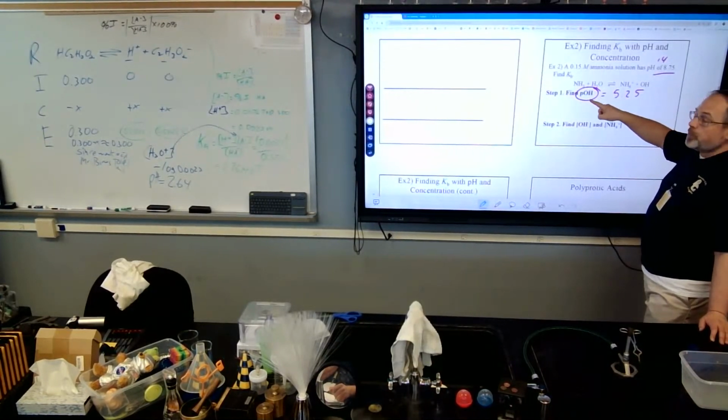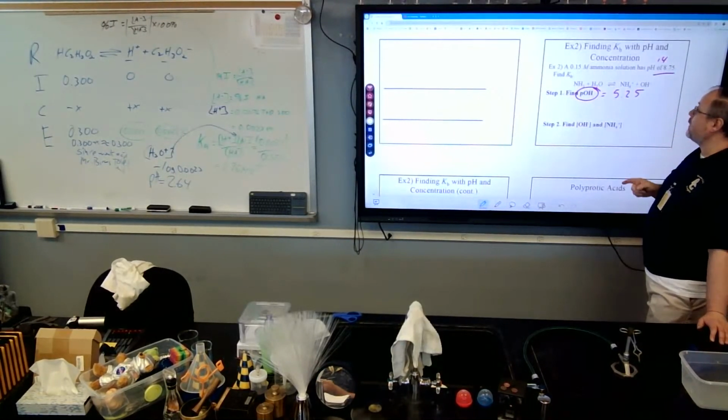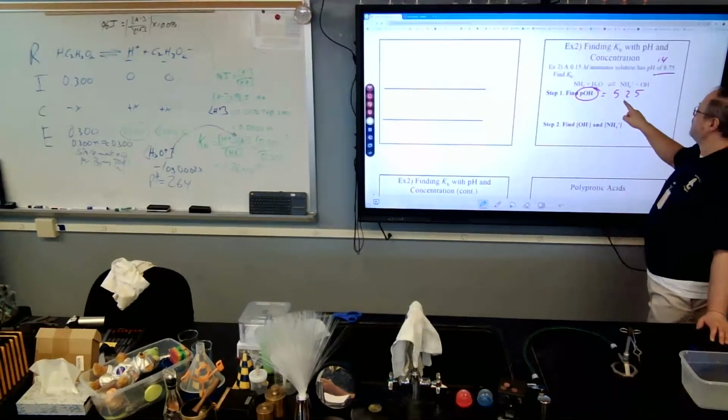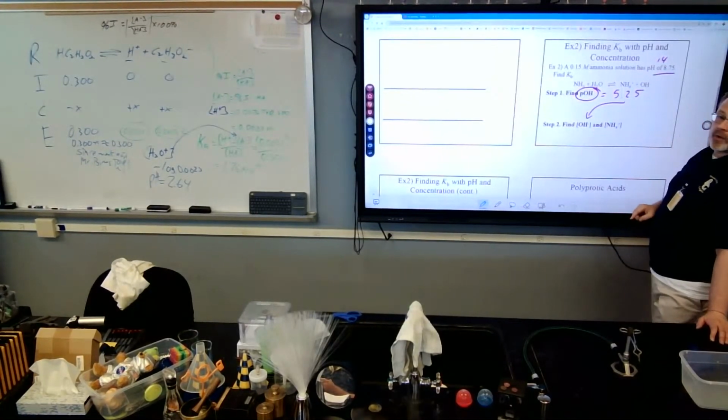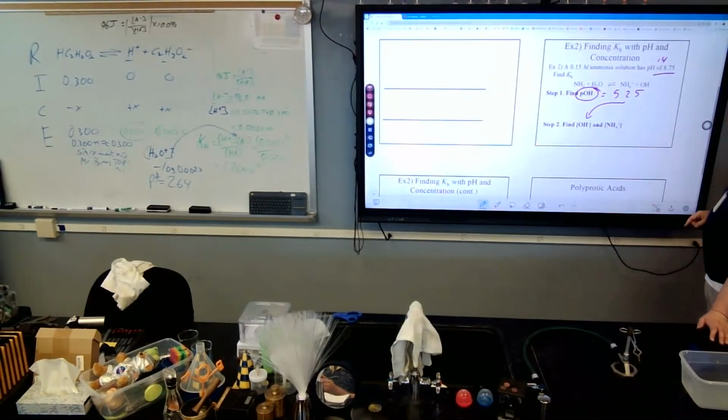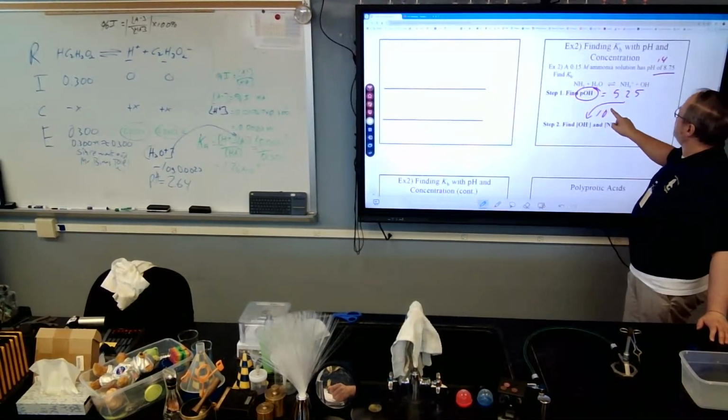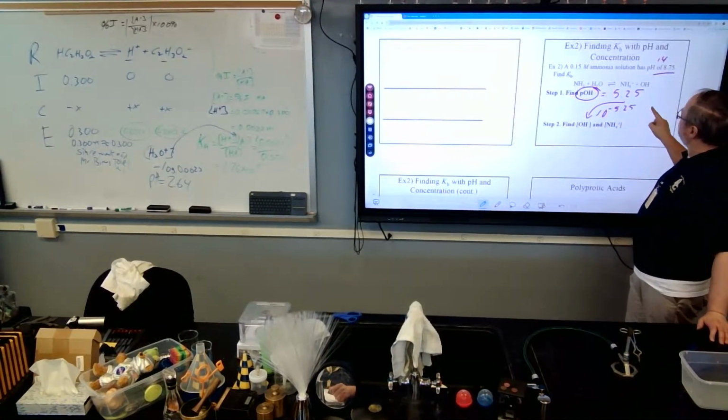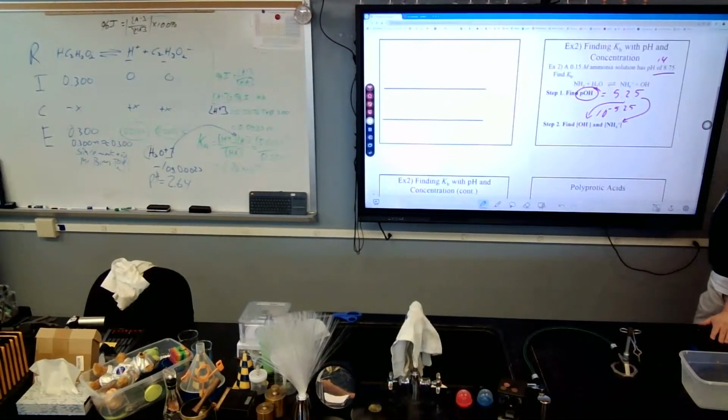And if you know the pOH, what do you also know? You know the OH. How are you going to find the OH? 10 to the negative 5.25. And if you know the OH, you also know the A minus.